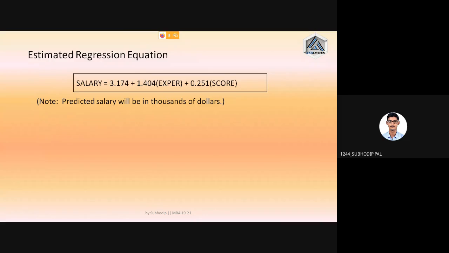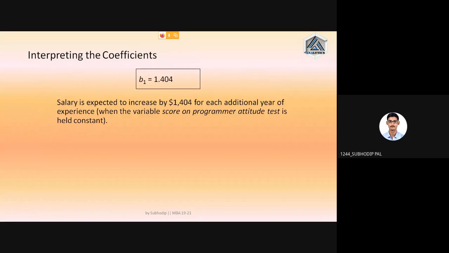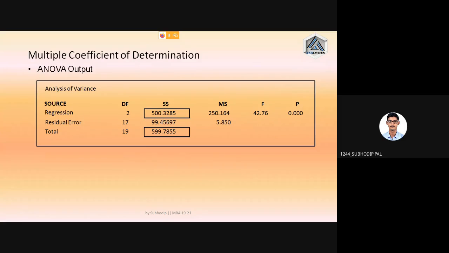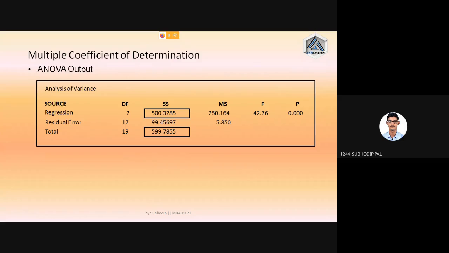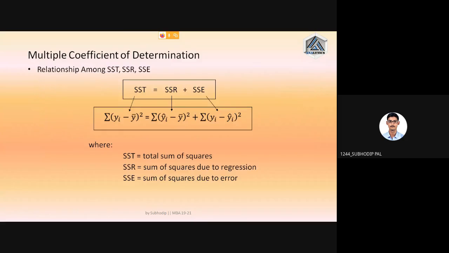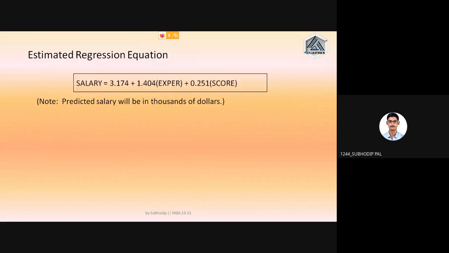Now I guess you can interpret the regression equation irrespective of how many variables are there, right? Okay. So these are all we had discussed in the last session. There is not much difference in the output. Only thing is that in the ANOVA table there will be some changes.